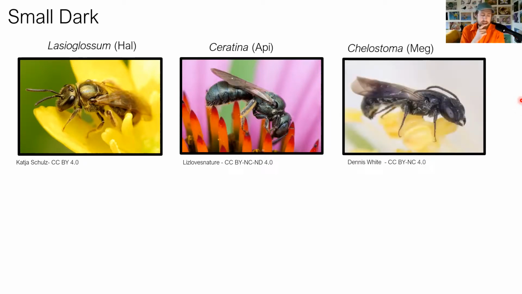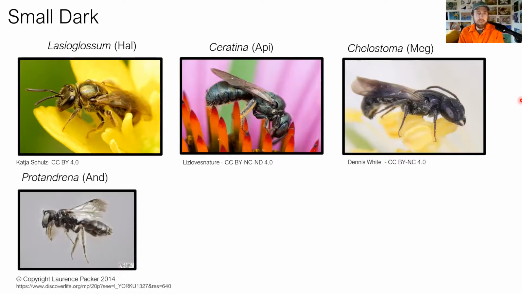And then we have Colostoma, which is a small bee in the Megachilidae. They have long cylindrical bodies. They're thought to be probably specialists, but not well known. They also nest in cavities, and they're mostly out in the spring and summer.